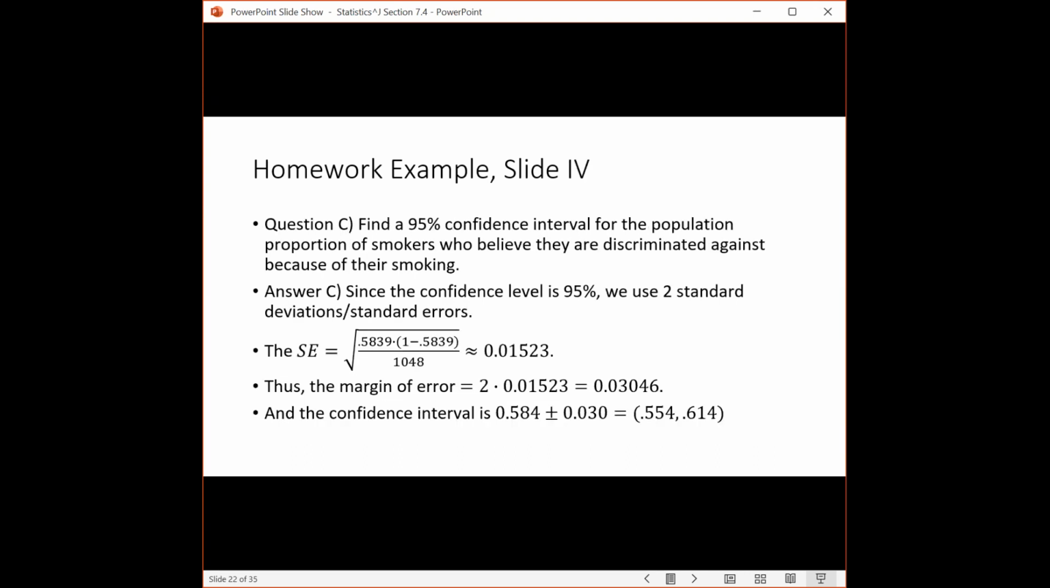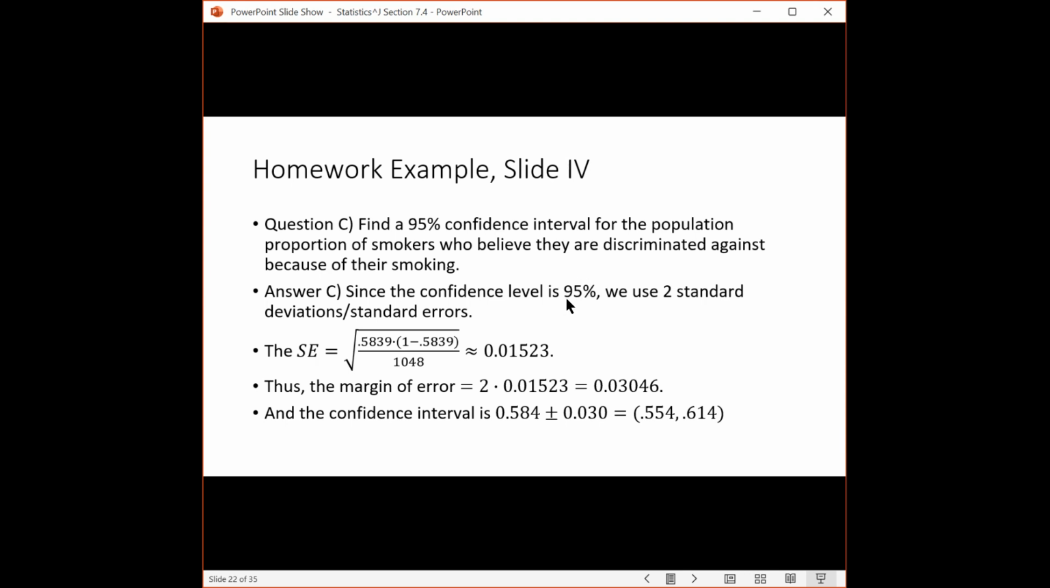Okay. Find a 95% confidence interval for the population proportion of smokers who believe they're discriminated against. How do we do that? First, you use the confidence level, 95%, to find the number of standard deviations or standard errors. That's going to be 2. You use 2 with 95%.